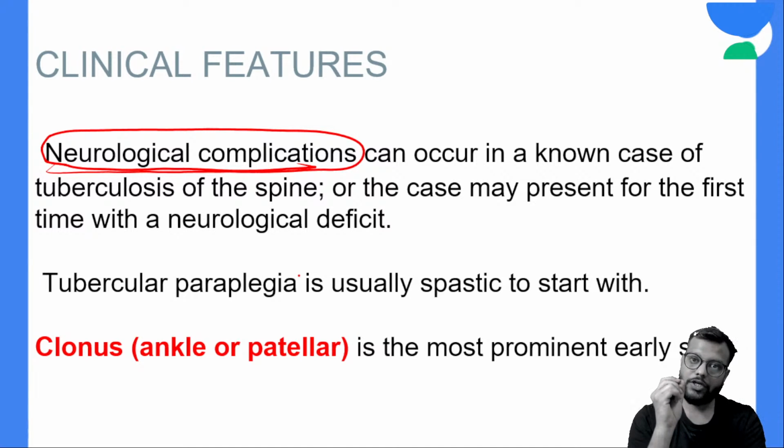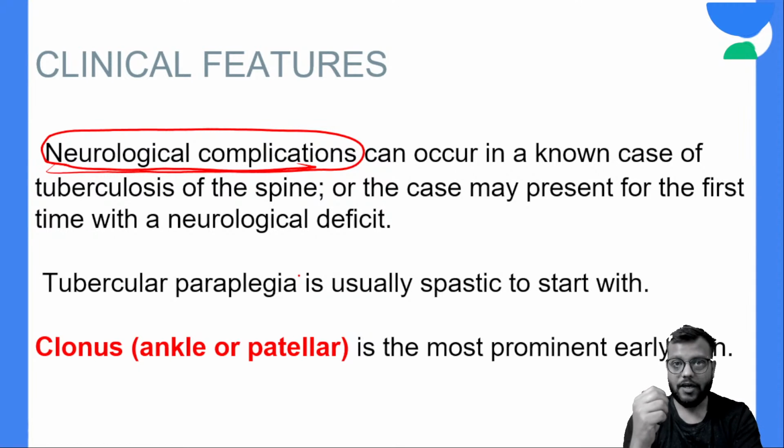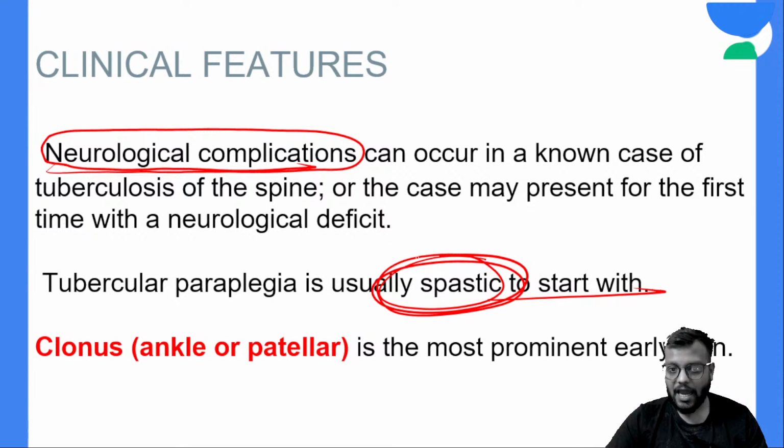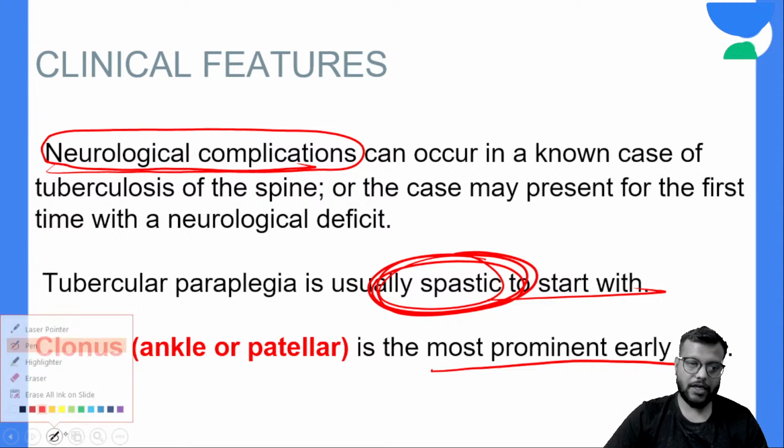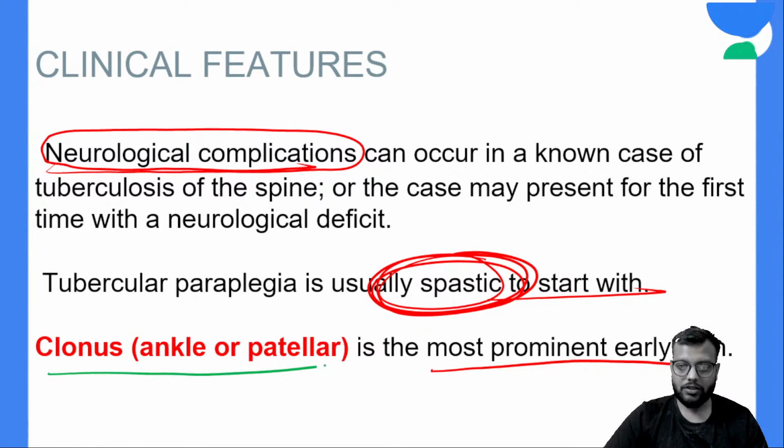Now you need to remember that it will start as a spastic paralysis. Spastic paralysis means there will be increased tone of the muscles, and later on it will convert into a flaccid paralysis, where there will be no tone. So starting में it will be spastic, and initially जो first early sign होता है of any neurological complication due to the Pott spine, it is your checking of the clonus, the ankle or the patellar clonus.